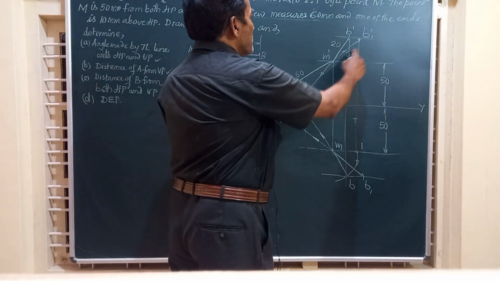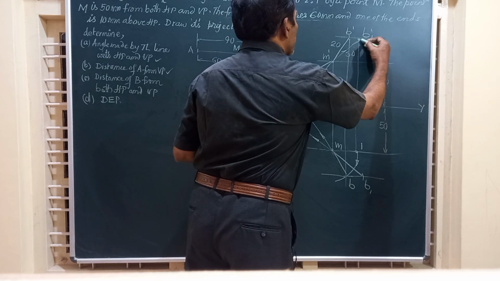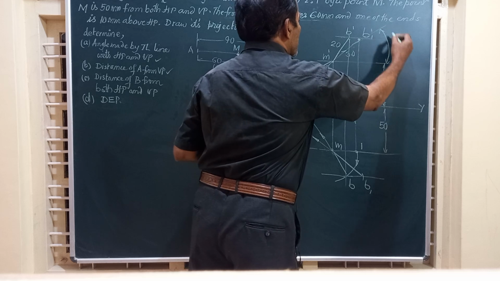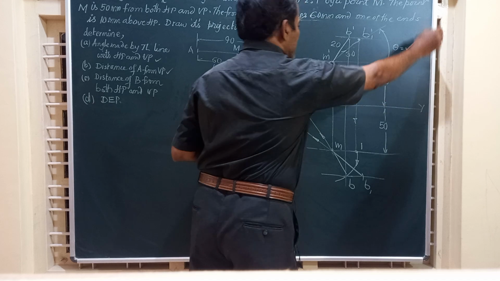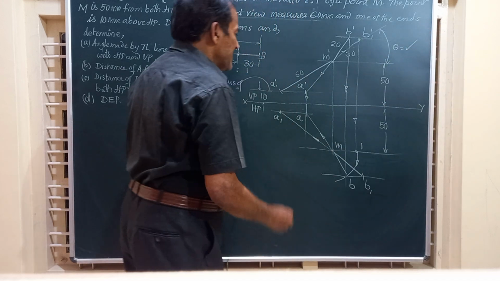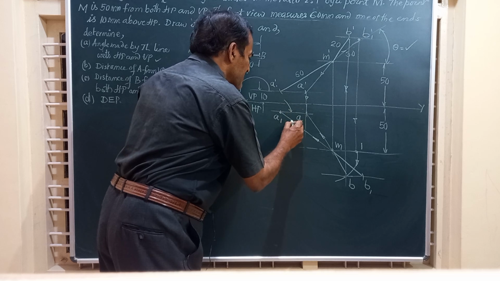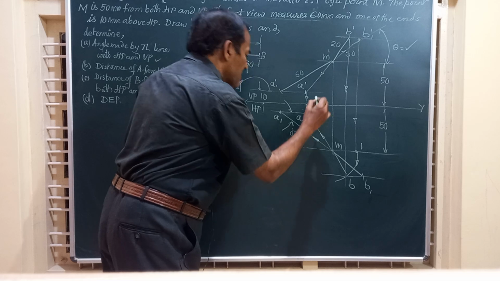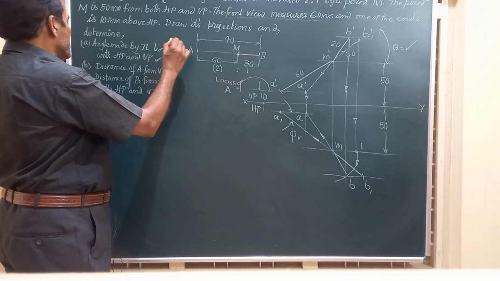So this is the true length line. What is the angle made by that? Friends, that can be found out by measuring this angle. This angle is theta, the angle made by the line with the HP. On the same lines, you can also obtain the angle made by the line with VP, which we call phi. Even this can be found out. That is the solution for the first part of the question.